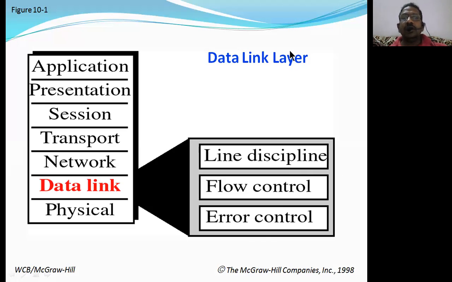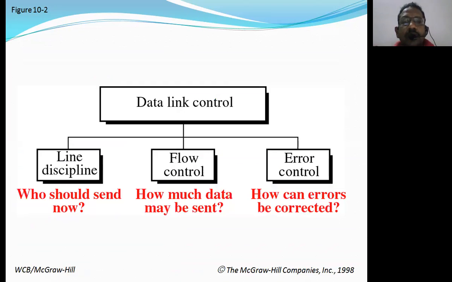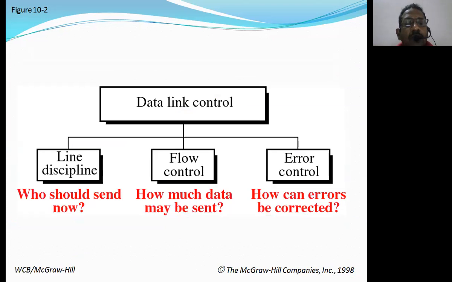So this is the data link layer. Now there are 7 layers: application layer, presentation layer, session layer, transport layer, network layer, data link layer, and physical layer. And we're dealing with the functions of the data link layer. There are 3 functions of the data link layer known as line discipline, flow control, and error control. So the data link layer normally has these 3 functions: line discipline, flow control, and error control.